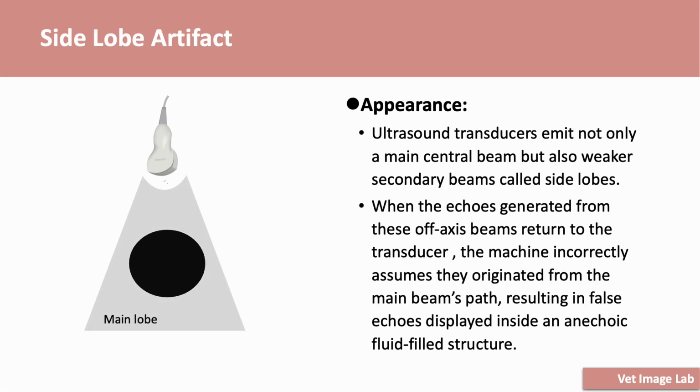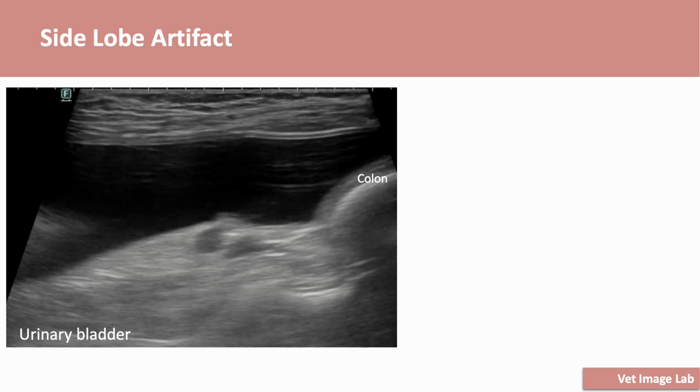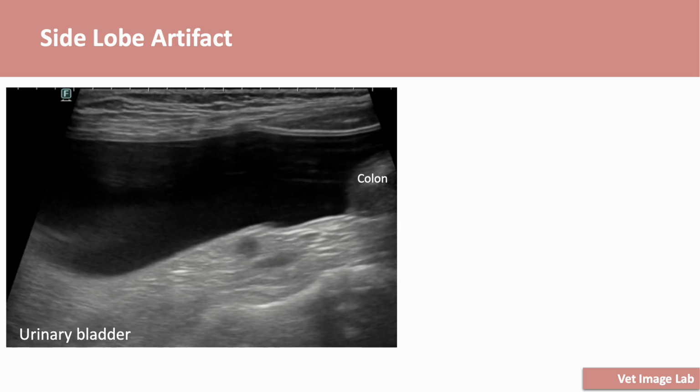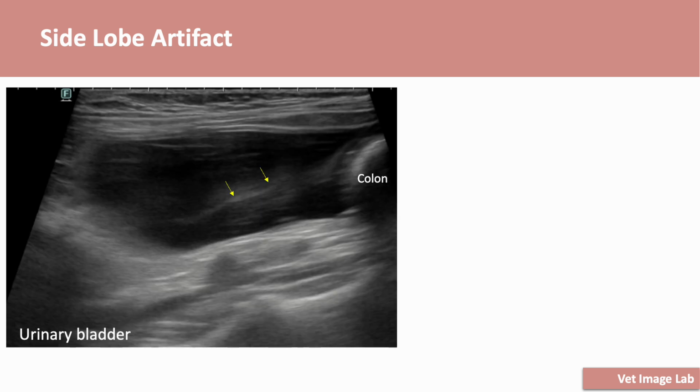Just like slice thickness artifact, side lobe artifacts can appear near fluid-filled structures. Ultrasound transducers emit a main central beam, and they also emit weaker secondary beams called side lobes. These side lobes can interact with highly reflective structures, like the gas in the intestines. When the echoes from these off-axis beams return to the transducer, the machine incorrectly assumes they originated from the main beam's path, resulting in false echoes displayed inside an anechoic fluid-filled structure. They appear as low-level echoes inside anechoic structures, often mimicking sediment or a linear structure, like this hyperechoic linear structure.